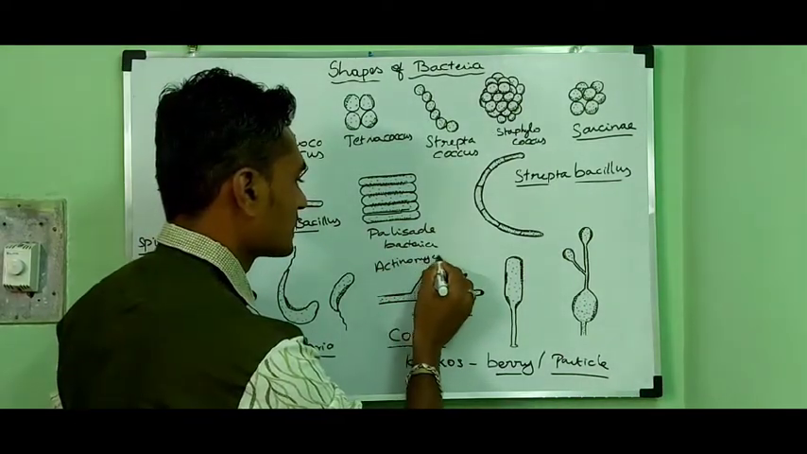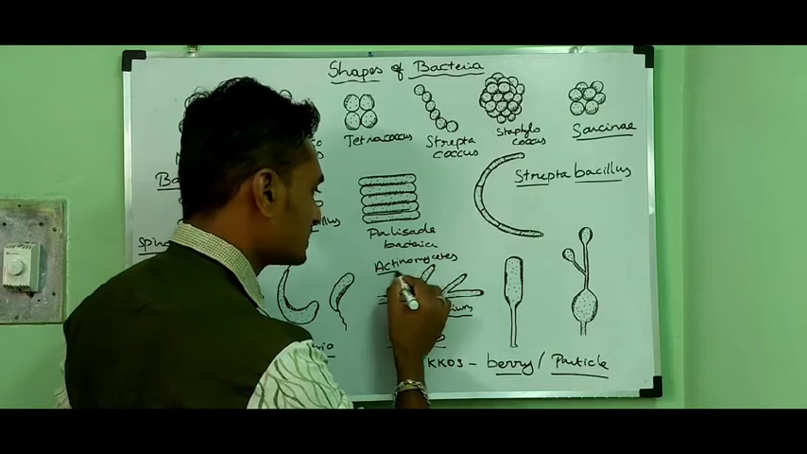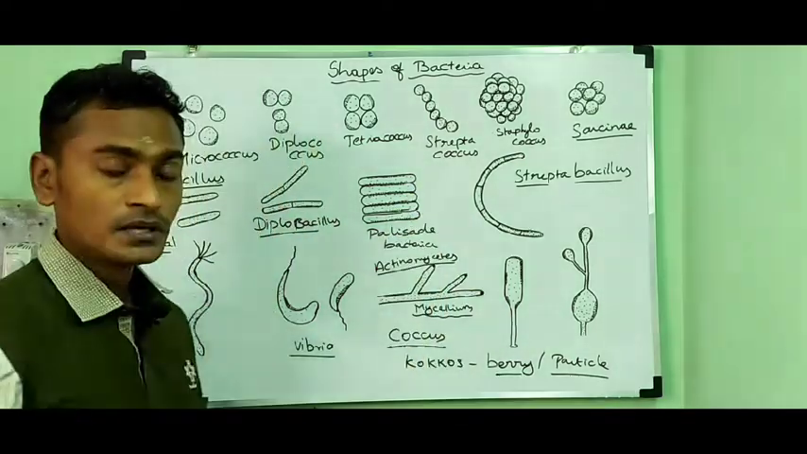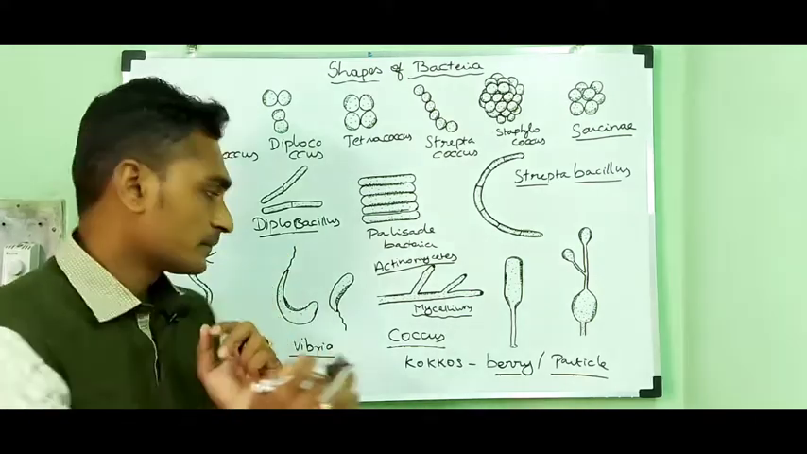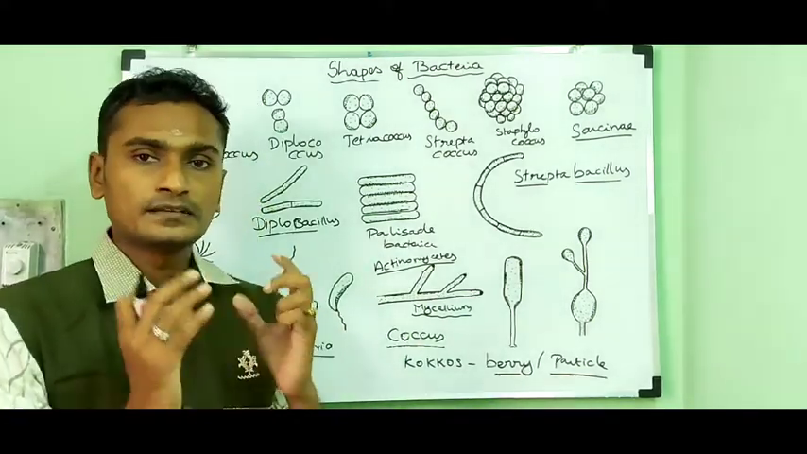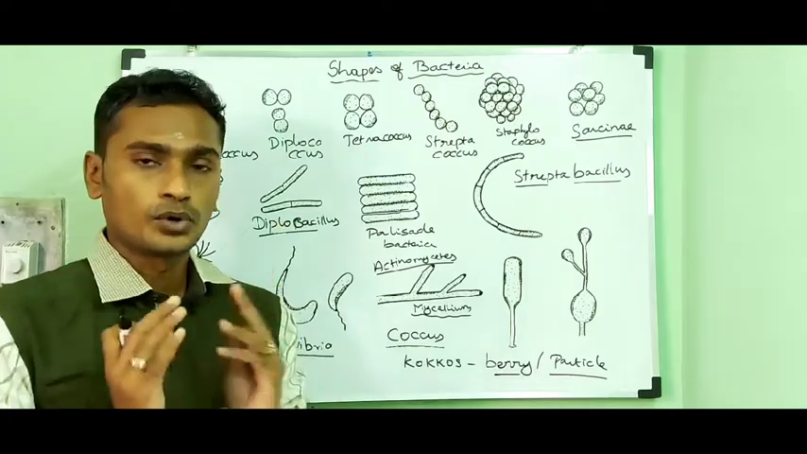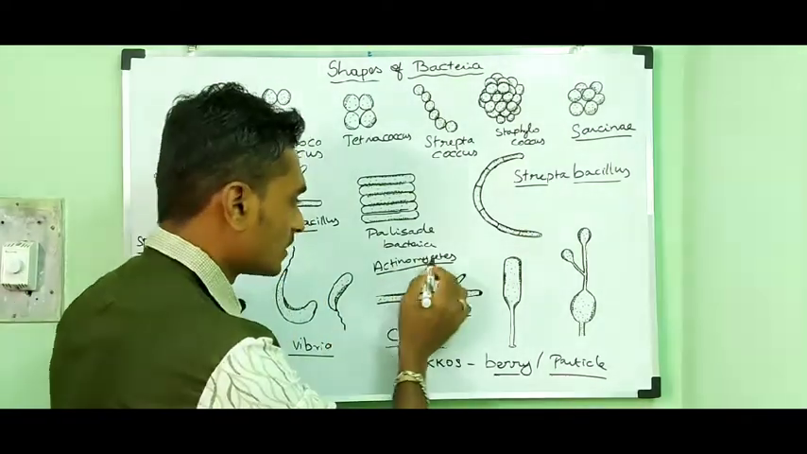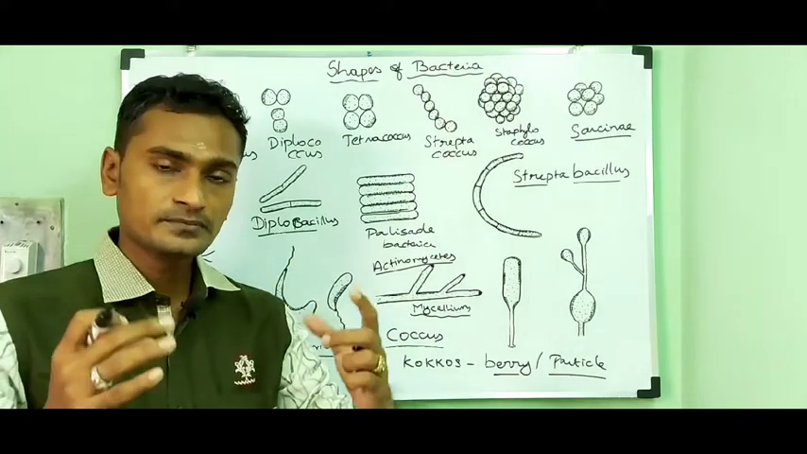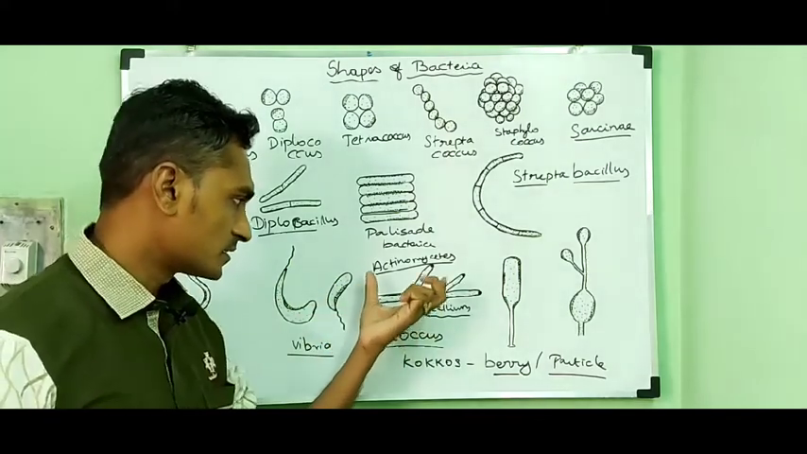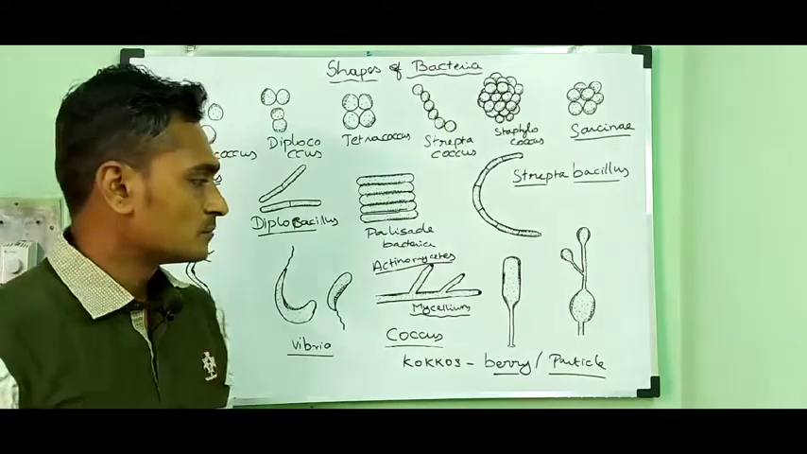Actinomycetes is a bacterial group whose bacterial body looks like fungi. So the bacterial body resembles the fungal body. That is why that group is called actinomycetes.